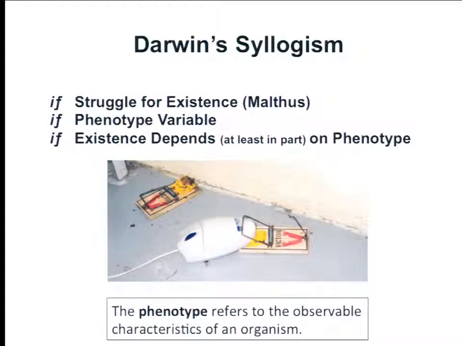And now this is the key point. If your existence, your ability to grow to adulthood, or even to successfully reproduce, depends at least in part on your phenotype, that's the third condition. And so here we have an armored mouse that can now eat the cheese with impunity. That would be a good phenotype to have. So if existence depends at least in part on your phenotype, you're more adventurous, you're stronger, you're quicker.